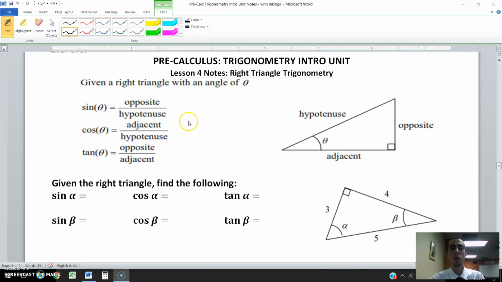Today we're going to study right triangle trigonometry. When you have a right triangle, you can use the SOHCAHTOA rule that you've learned earlier to find the sine, cosine, or tangent of a particular angle in the right triangle.